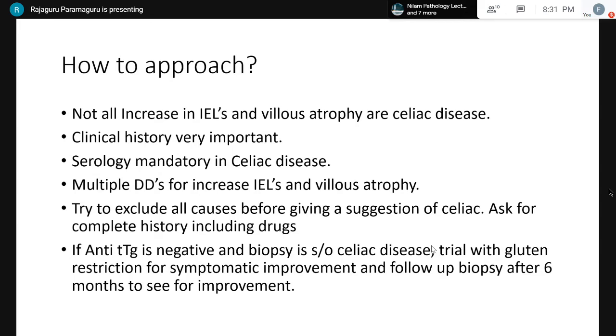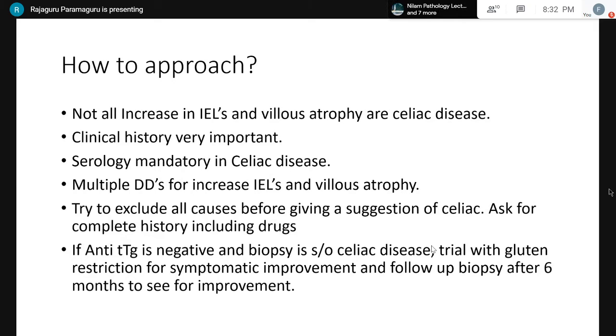So when we are dealing with a small bowel biopsy, how to approach? Not all increase in intraepithelial lymphocytes and villus atrophy are celiac disease. Clinical history is very important. Serology is mandatory when we are dealing with celiac disease. We might get false positive and false negative cases, but there is no diagnosis without serology. There are multiple differential diagnoses for increased intraepithelial lymphocytosis and villus atrophy. So we'll have to try and exclude all the other conditions before giving a suggestion of celiac disease.